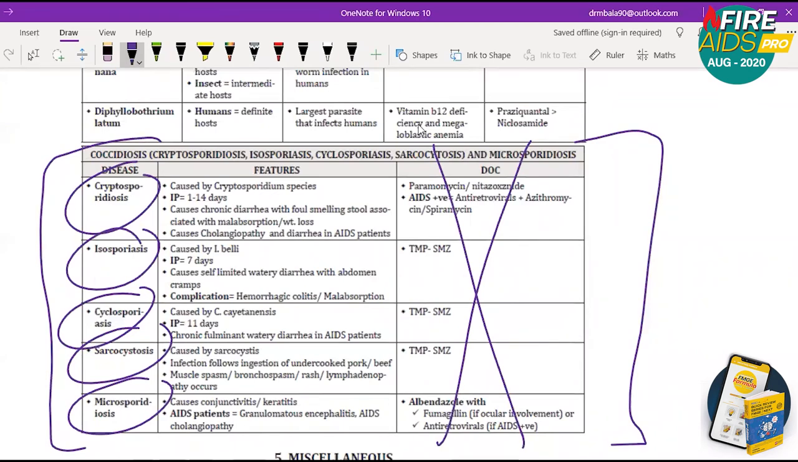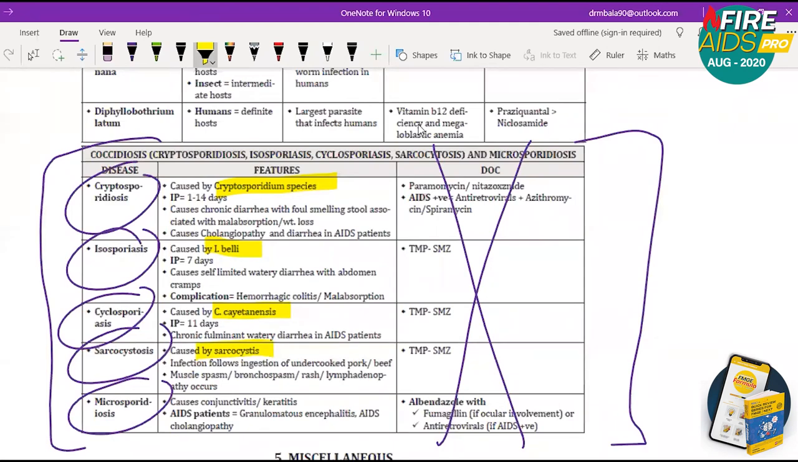For examination purposes, only a few points are important in this table. Number one is the causative organism, no matter what. Cryptosporidiosis is Cryptosporidium species. Isosporiasis is Isospora belli. Cyclosporiasis is Cyclospora cayetanensis. Sarcocystosis is by Sarcocystis. And microsporidiosis is by microsporidia.